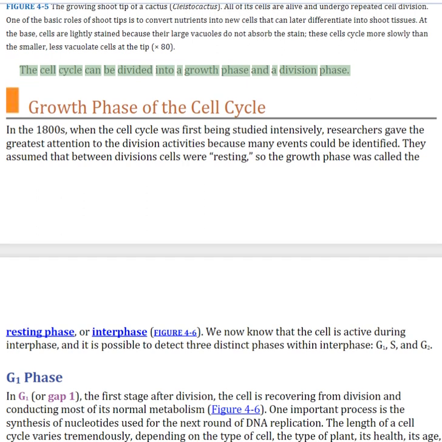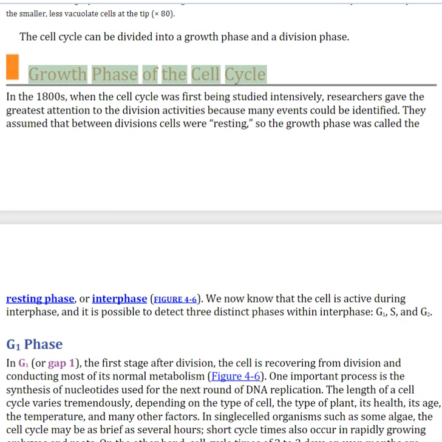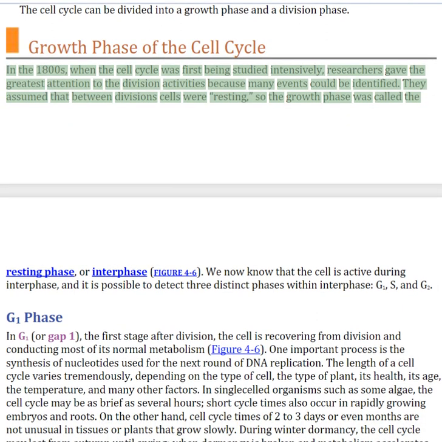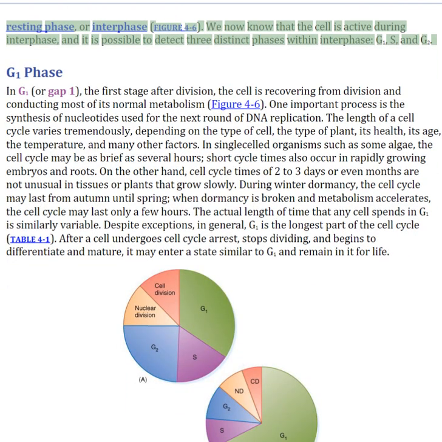The cell cycle can be divided into a growth phase and a division phase. Growth phase of the cell cycle. In the 1800s, when the cell cycle was first being studied intensively, researchers gave the greatest attention to the division activities because many events could be identified. They assumed that between divisions cells were resting, so the growth phase was called the resting phase, or interphase. We now know that the cell is active during interphase, and it is possible to detect 3 distinct phases within interphase: G1, S, and G2.